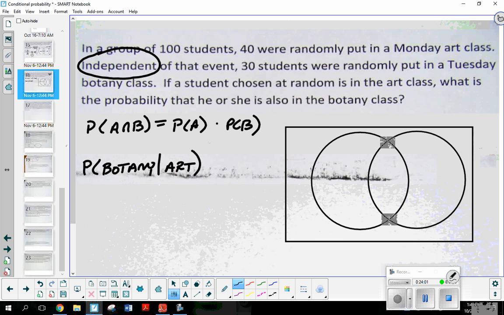Let's see if we at least have the Venn diagram put together correctly. Can anybody tell me, we know that if we say this is art, this is botany, we know there's 100 in the universe. Can anybody tell me the number of people in the intersection?